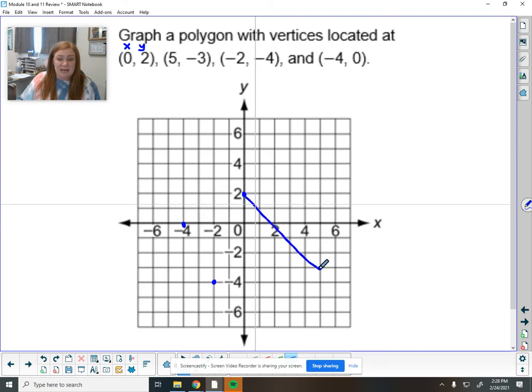So then I can go ahead and connect all of these. So this is just a quadrilateral. It has 4 sides, 4 angles, but there's no parallel sides. So this is just a quadrilateral.